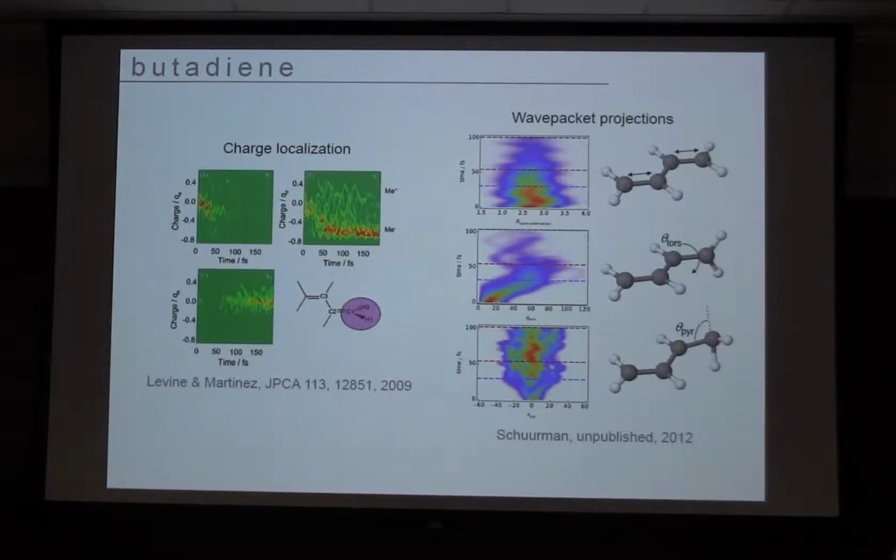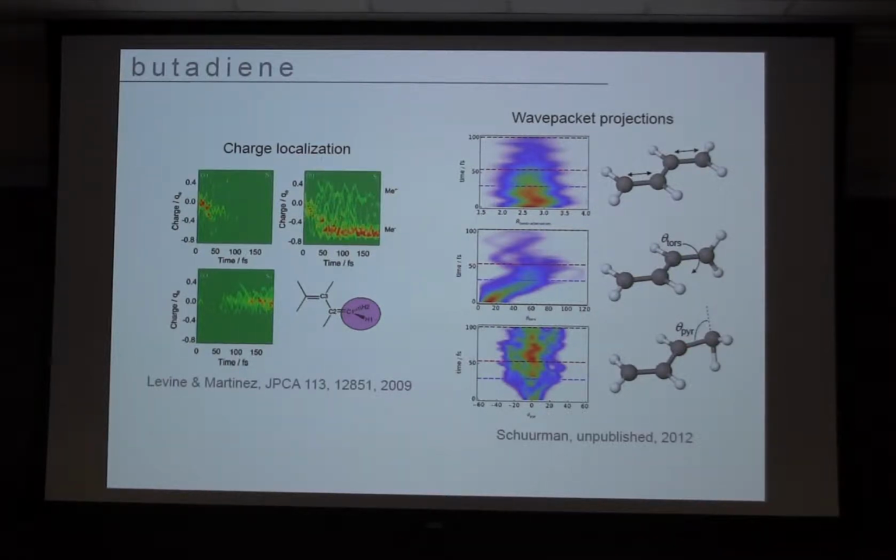And so in this case, I'm going to start with some of the dynamics. Again, this is from Michael Skerman at NRC, and also Todd Martinez's group has done some work on butadiene back in 2009. What's going to be interesting here are the kind of timescales that are involved.